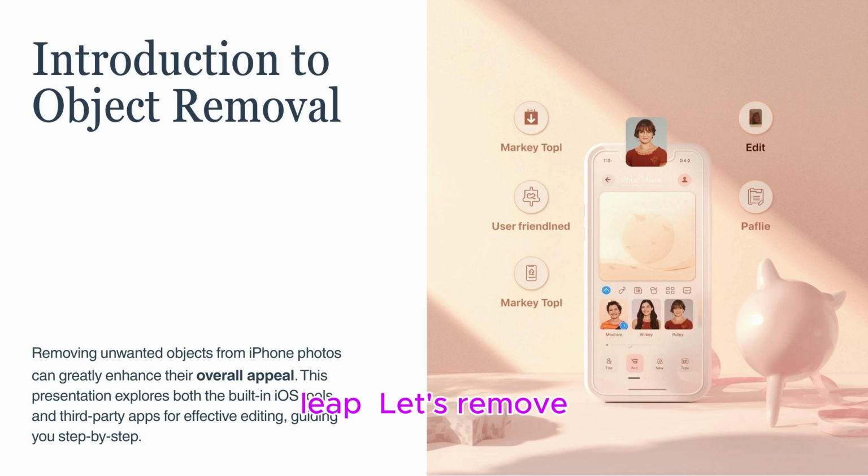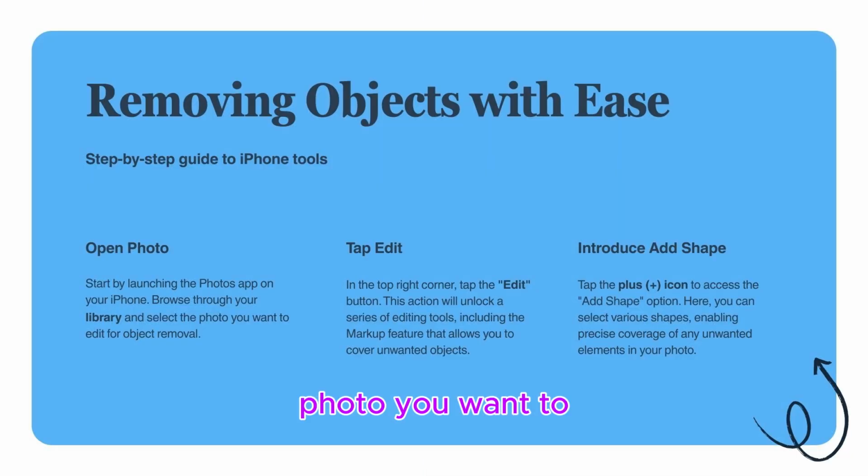You're watching how to remove objects from a photo on your iPhone. Use the built-in Remove Objects feature in iOS. Open the Photos app and select the photo you want to edit. Tap Edit in the top right corner.